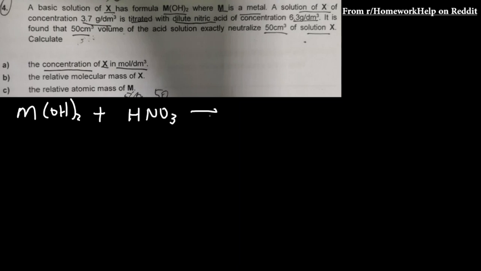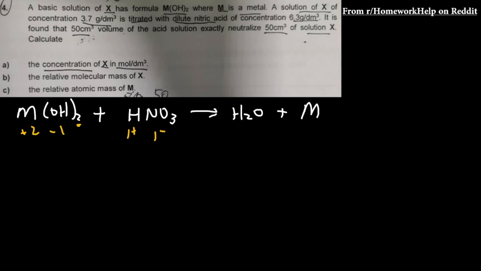And when this happens, it's going to produce H2O plus whatever M is. And M, you know that it has a charge of 2 plus, because OH usually has a charge of 1 minus. This has to have a charge of 2 plus just because it already gave us a formula here for 2. H usually has a charge of 1 plus, NO3 usually has a charge of 1 minus.